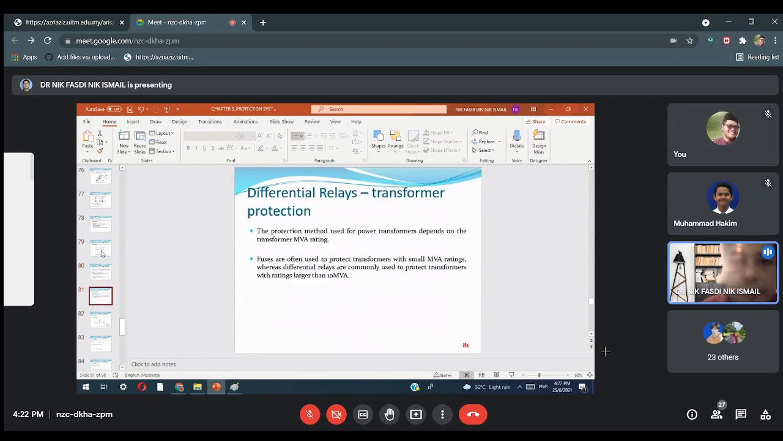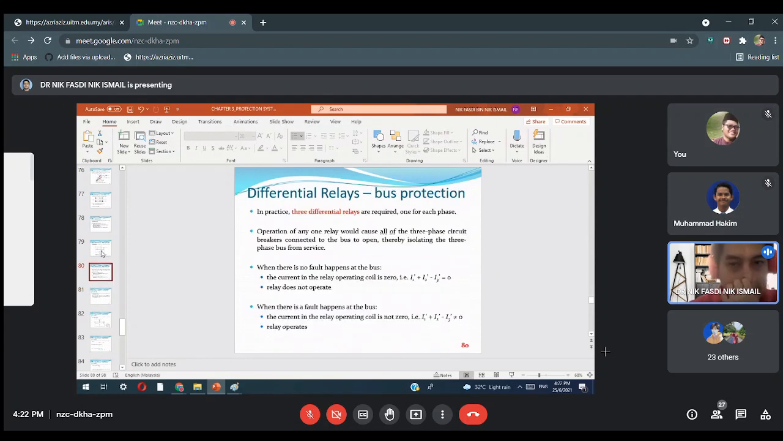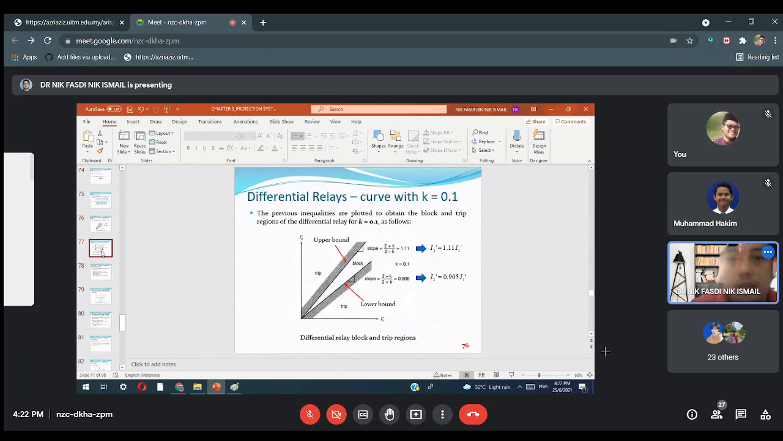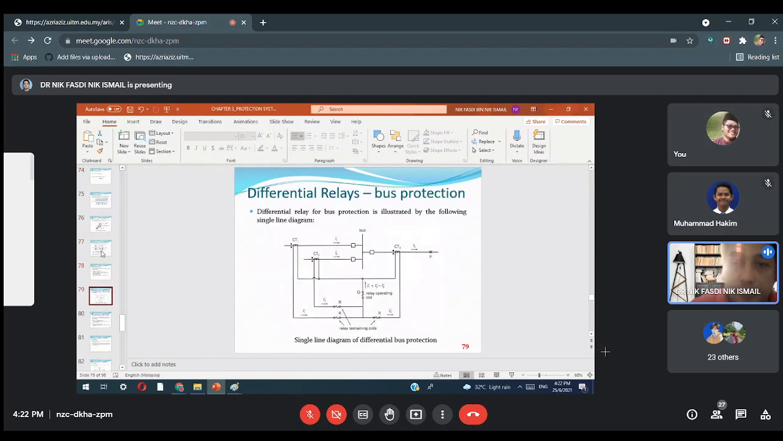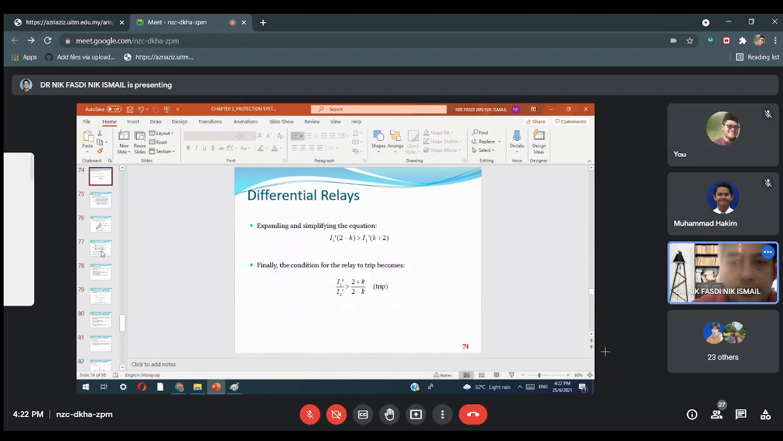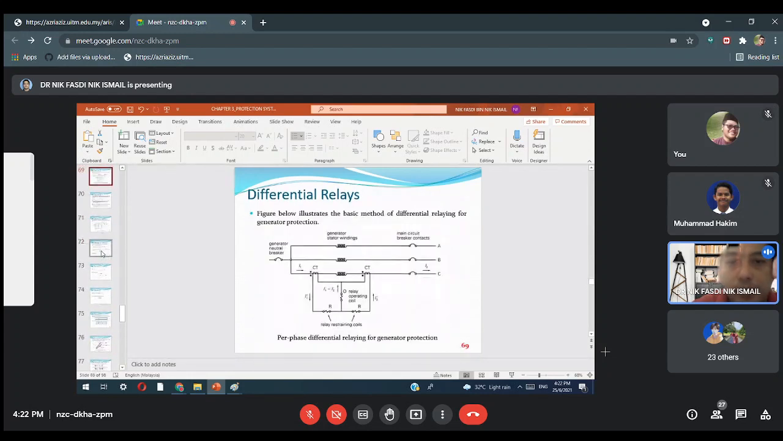Okay. Differential relay for transformer protection. Earlier was the generator. So the first one is the generator, then we go to the protection of the bus, then the next one is the transformer. Okay, this is the transformer, right? Why is the first one a generator? Because if you look carefully, it is to protect the winding. That is the winding. So this is the generator.